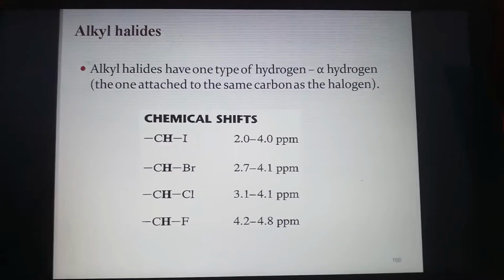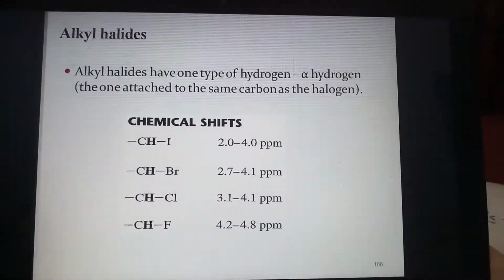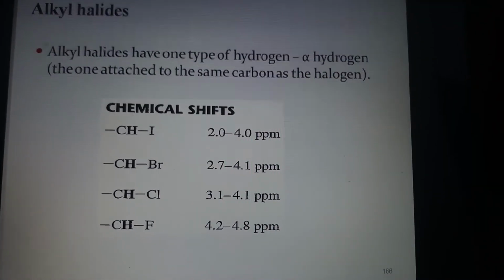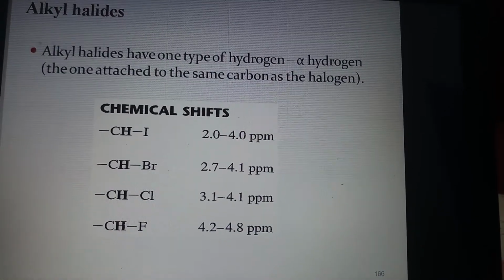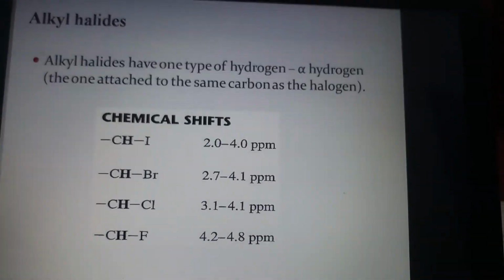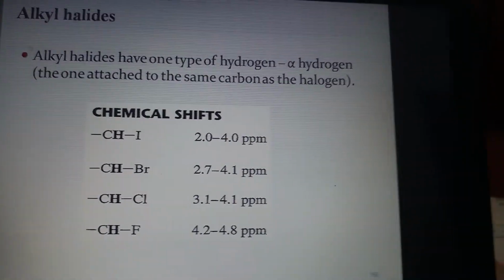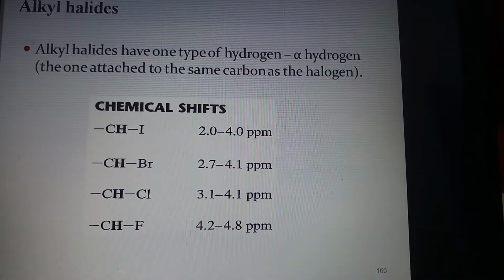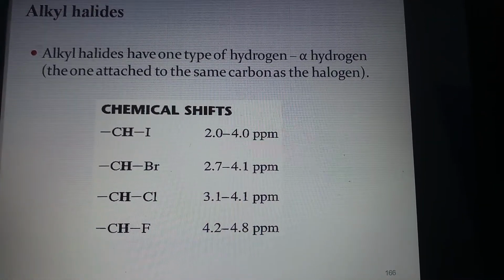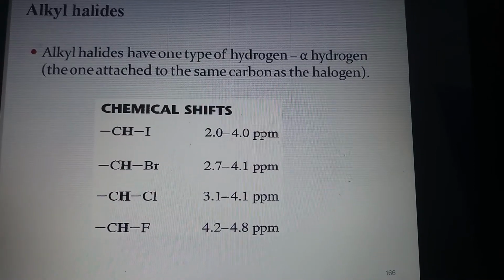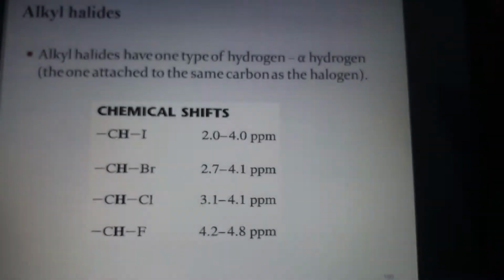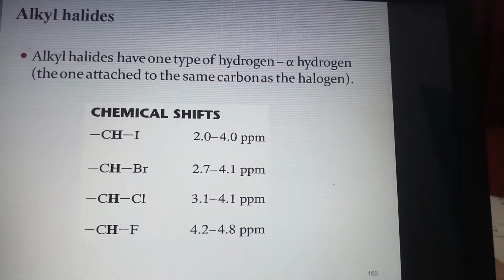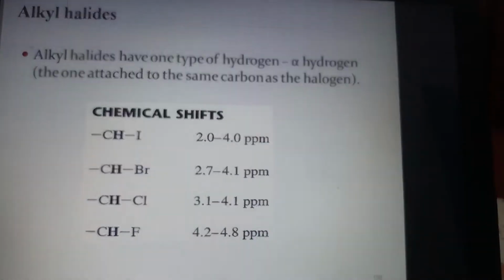In the case of alkyl halides, they generally have one type of hydrogen, that is alpha hydrogen. You can see the chemical shift value for CHI is 2 to 4 ppm. In the case of CHBr, it is 2.7 to 4.1 ppm. In the case of CHCl, it is 3.1 to 4.1 ppm, and in the case of CHF, it is 4.2 to 4.8 ppm. It is in increasing order as the electronegativity value increases from iodine to fluorine.